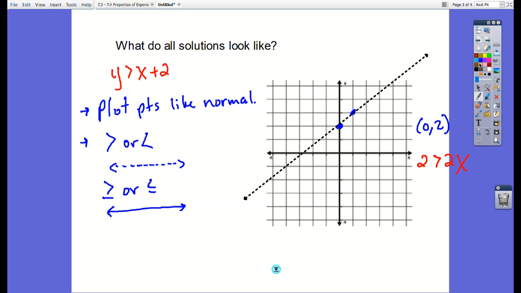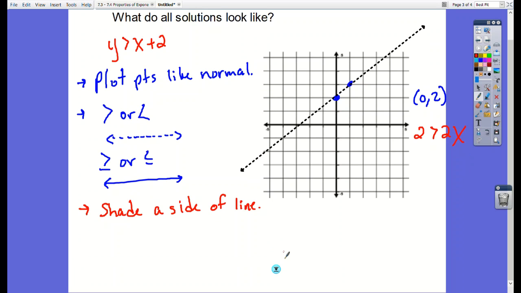So here's the next thing we're going to do. We're going to end up shading a side, and that tells us the ordered pairs are true there. But how do we do that? So we want to shade a side of the graph, or side of the line. And here's how we're going to do it. We're going to pick a point. We're going to pick what we call a test point to identify where the true solutions fall or where the false solutions fall.